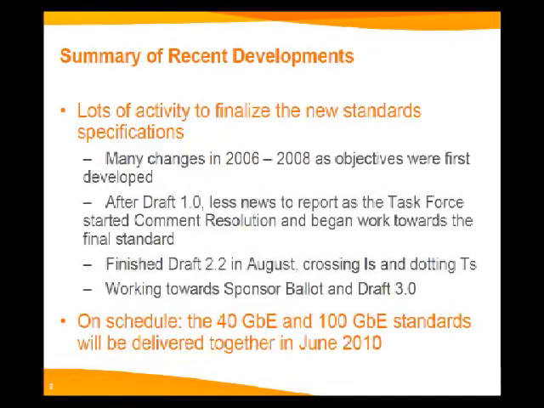So recent developments: draft 2.2 was finished in August, and the IEEE calls this crossing I's and dotting T's. It's a subtle sense of humor that they have over there, but funny nonetheless. The big things that they're working on are the sponsor ballot and then draft 3.0. Bottom line is things are on schedule for 2010.